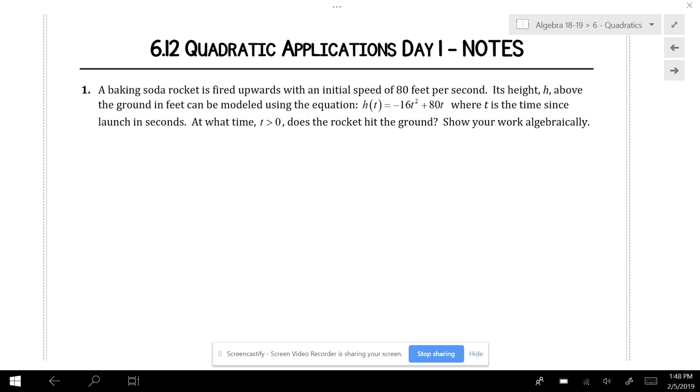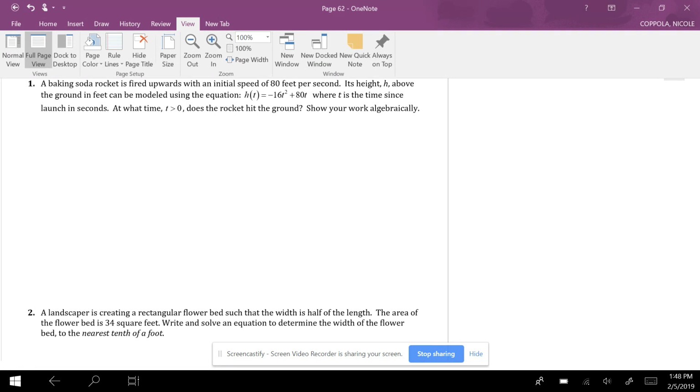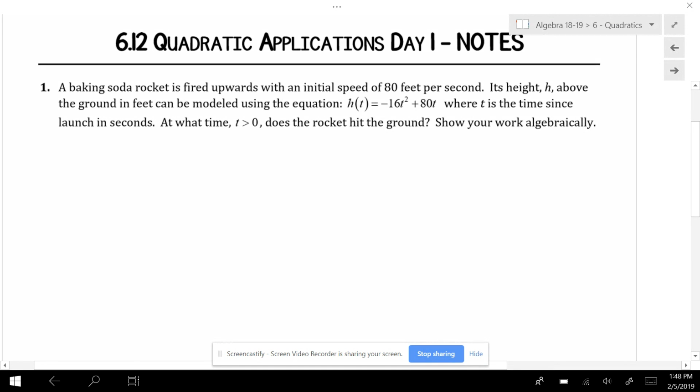All right. A baking soda rocket. It's a mouthful. Let me try again. A baking soda rocket is fired upwards with an initial speed of 80 feet per second. The height above the ground can be modeled using this equation. It's giving me a lot of information. What's most important is that I know the height is h and t stands for time.